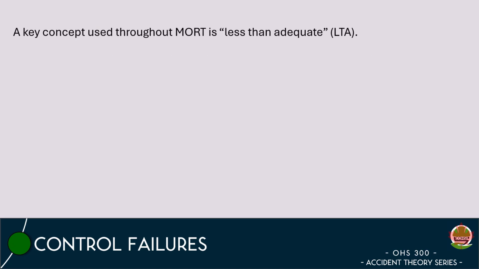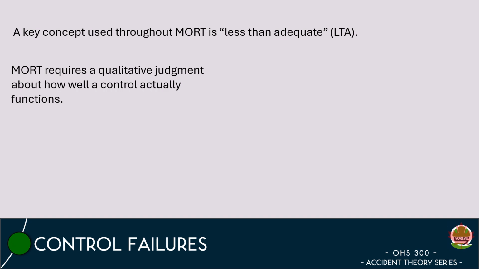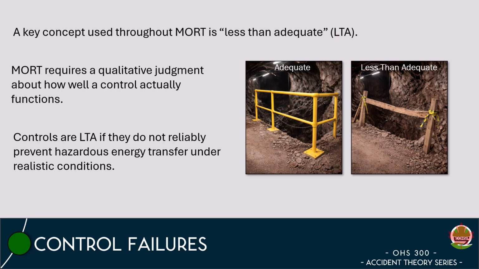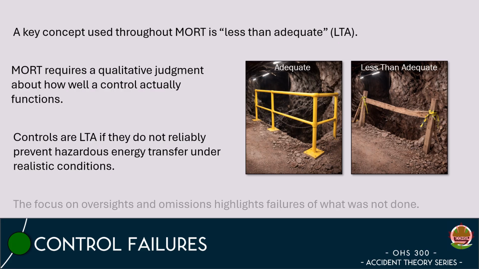A key concept used throughout MORT is the term less than adequate, abbreviated as LTA. Rather than categorizing controls as simply present or absent, MORT requires a qualitative judgment about adequacy. A control may exist but still be considered LTA if it fails to reliably prevent hazardous energy transfer under realistic operating conditions. This concept is central to the model and reflects the reality that many accidents occur despite the presence of nominal controls. The focus on oversights and omissions highlights that accidents often result from what was not done rather than what was done incorrectly.